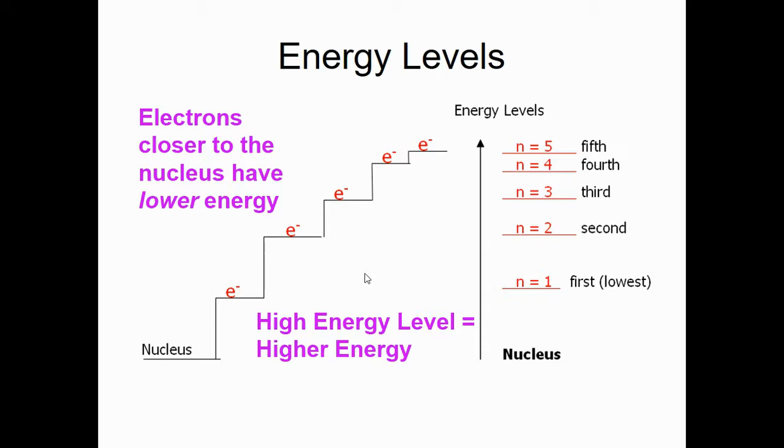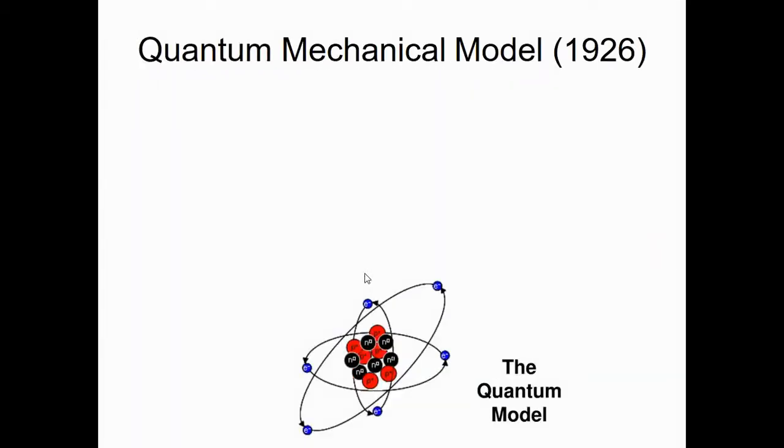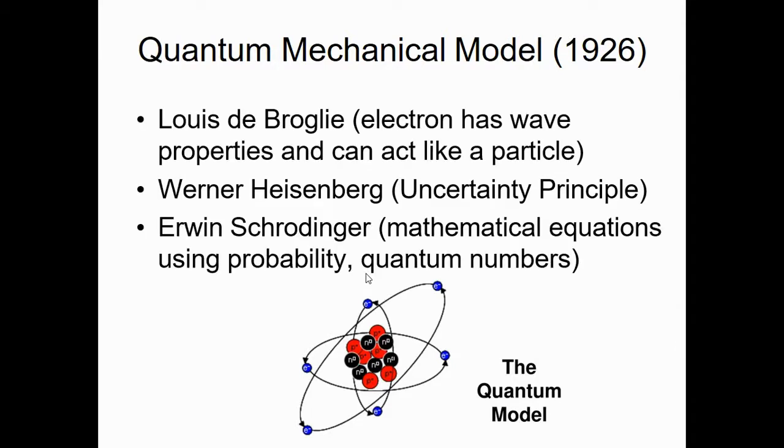Okay, 1913, Bohr. In 1926, here comes the quantum mechanical model. So Bohr ruled the roost for 13 years only. Then the quantum mechanical model came. Okay, and this was three main people.